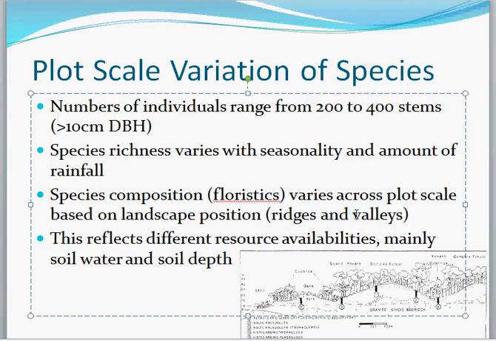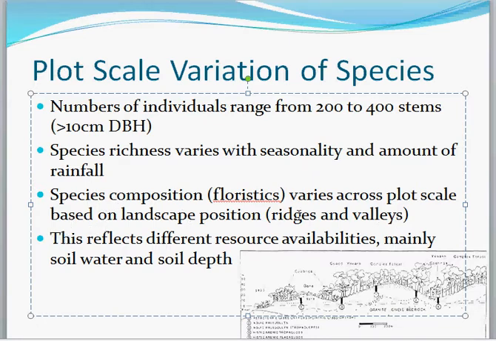The forest that we went out to, the arena forest there, had both Eschweilera and Crapo in the area that we were working in. Okay. Yeah, so the species composition will vary across a plot scale and within an alpha scale on a topographic basis due to different resource availabilities, soil, water, and soil depth, and so on. Okay, I think that makes sense, really, doesn't it?